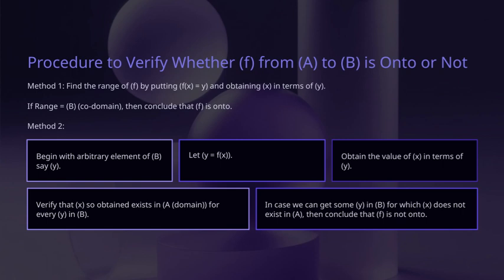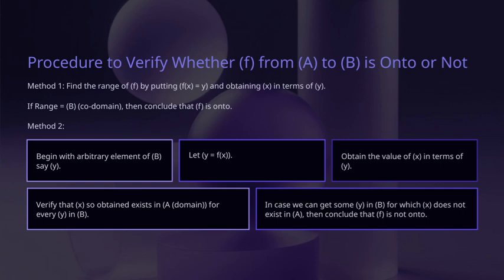Now, if we can find some y in the codomain B for which x does not exist in the domain A, that is, we can't find an x in A that maps to that y, then we conclude that the function is not onto. This is a crucial point because an onto function, or surjective function, must cover every element in the codomain. Next, after obtaining x in terms of y, we need to verify that this x actually exists within the domain A for every y in B. We begin this process by choosing an arbitrary element y in B, and then solving for x.